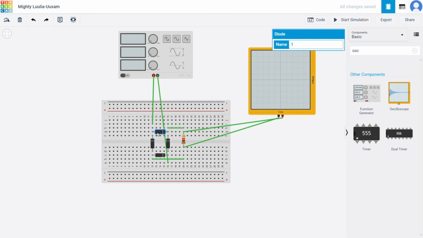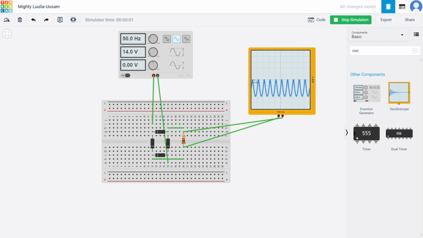Now let's reverse all the diodes and see what happens. As you can see, there is only the lower part of the curve. It is negative. It is called the reverse voltage. So that's all for the simulation.